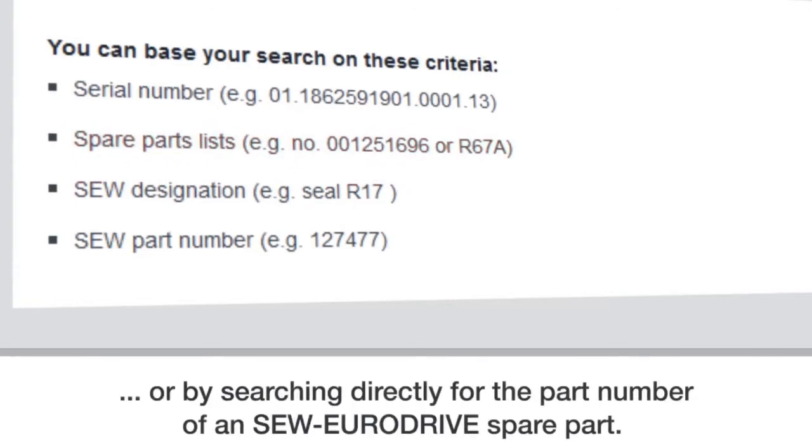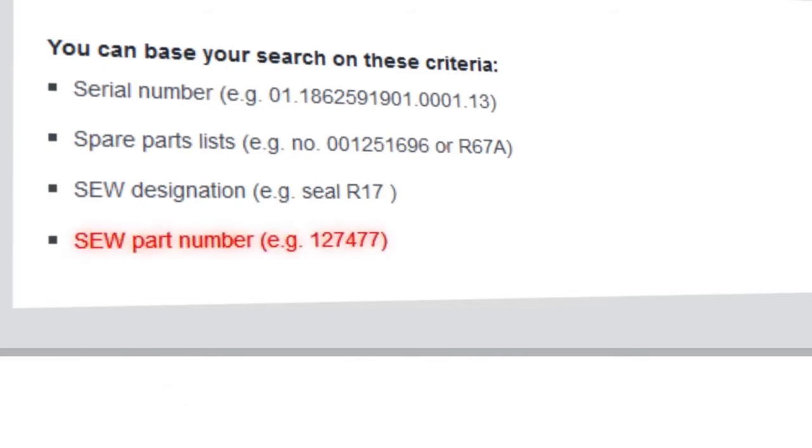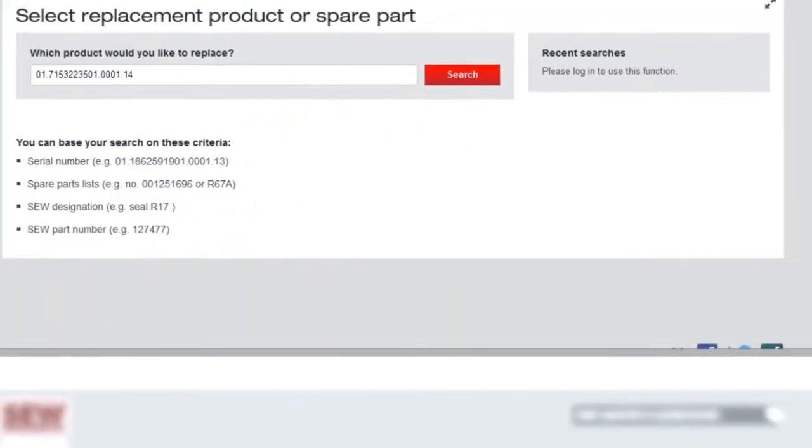And you also can search for the part number. So say a seal or a gear has a part number, you could type that in, and then that part would come up.